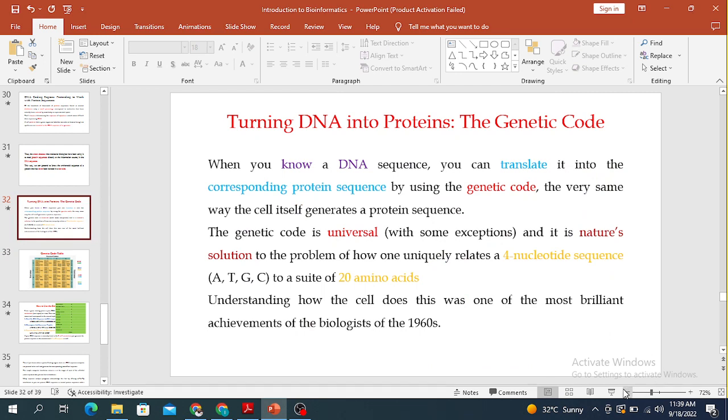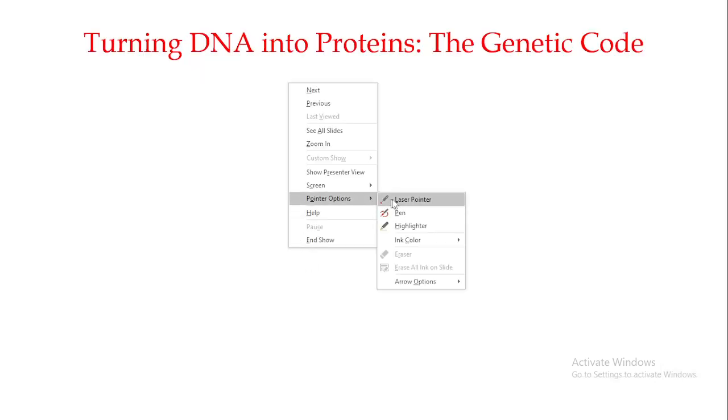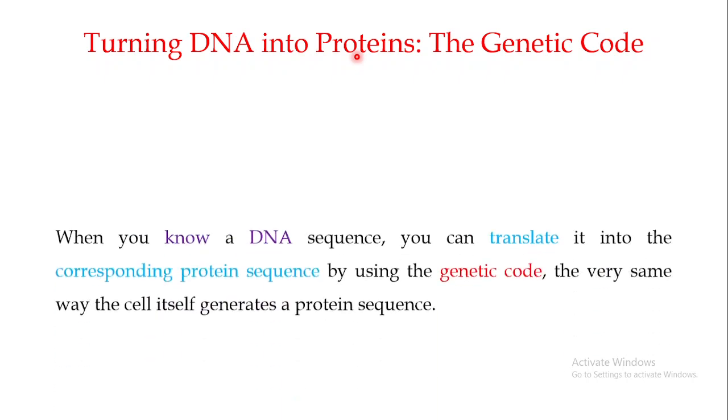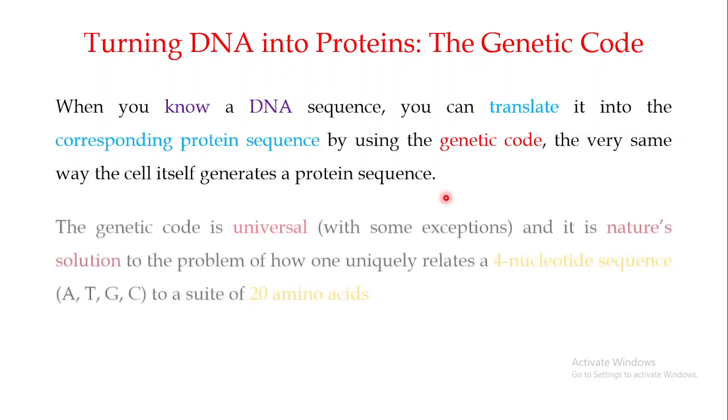And this is yet another video in the series of videos on bioinformatics. In my previous video, I told you how you can turn a DNA sequence into a protein. If you know the sequence of a DNA, you can translate it into the corresponding protein sequence by using the genetic code. And the genetic code is the very same thing that the cell itself uses to generate a protein sequence from a given DNA sequence.